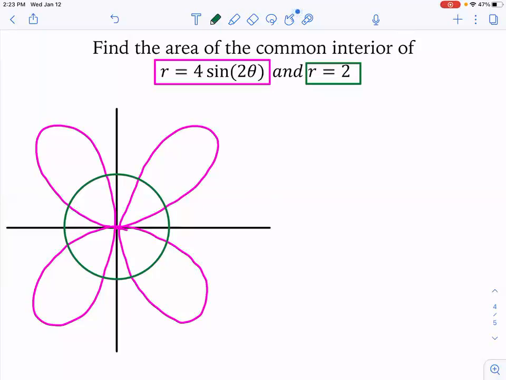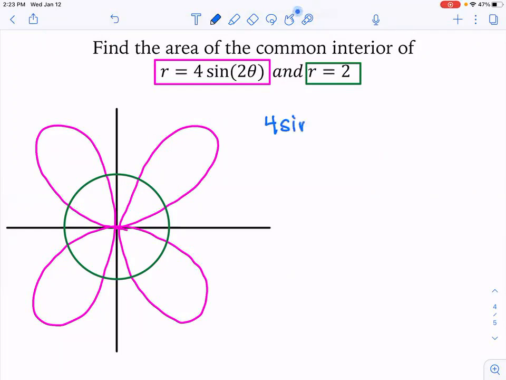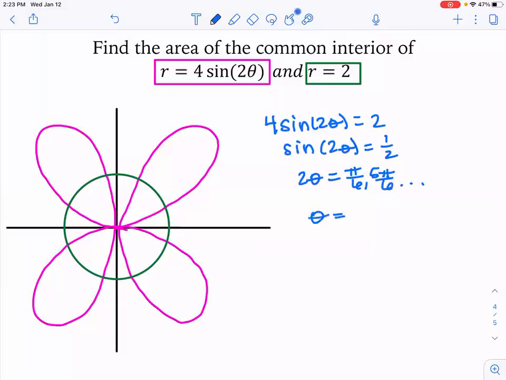The intersection. When does 4 sine of 2 theta equal 2? Well, that would mean the sine of 2 theta equals 1/2. Well, the sine is 1/2 at pi over 6, 5 pi over 6, etc. So at the very least, in this first quadrant, we have intersection points at pi over 12 and 5 pi over 12.